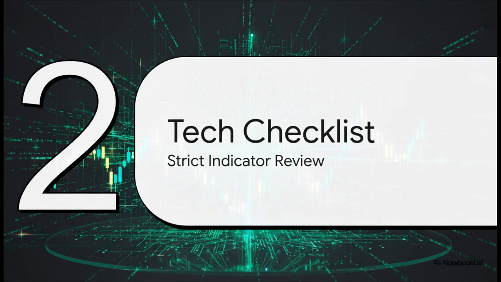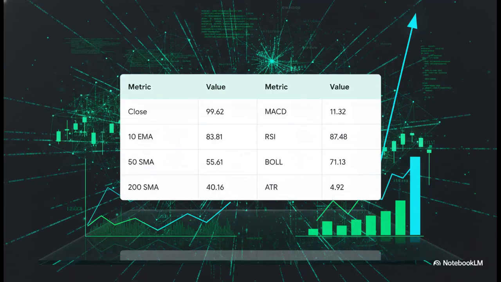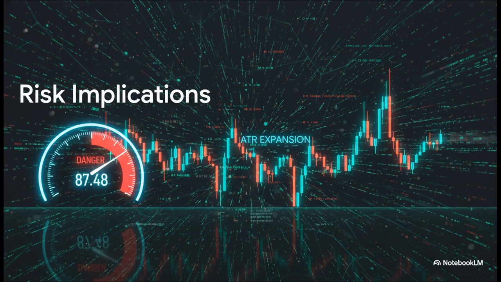Moving to Module 2, the strict technical indicator checklist. As market technicians, we have to look at the exact parameters the desk is evaluating. With a close of 99.62, the stock is drastically extended far above its 10-day exponential moving average, which is sitting way down at 83.81. Now, the longer-term trends look undeniably healthy, right? It's trading well above both the 50-day simple moving average at 55.61 and the 200-day at 40.16, plus the MACD is sitting at 11.32, which shows powerful, accelerating momentum expansion. But that massive gap between the current price and the fast 10 EMA is a glaring warning sign of extreme short-term overextension.